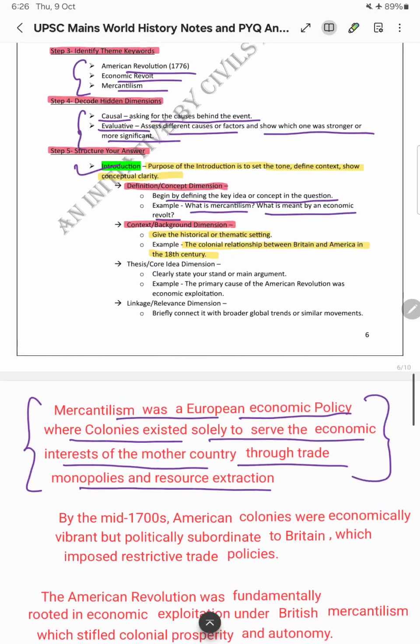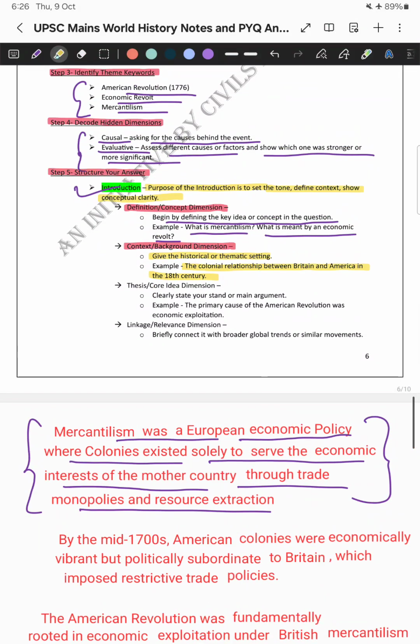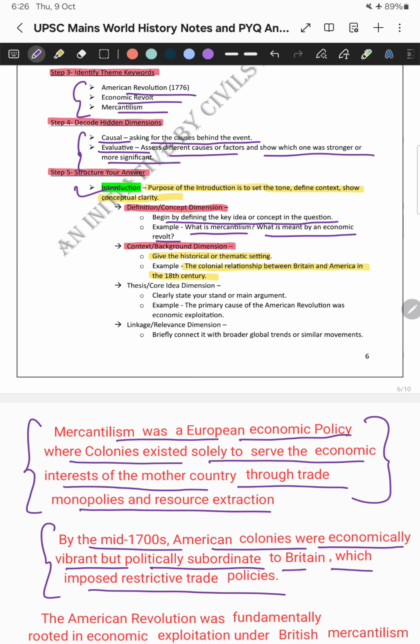You can write your introduction in this form as well. We can introduce by saying that by the mid-1700s, American colonies were economically vibrant but politically subordinate to Britain, which imposed restrictive trade policies. That means you are setting up the background. This is one way of introducing your answer, not only to this particular question, but in any question, where you are setting up the background of that particular event. So this is the second way of introducing your answer.